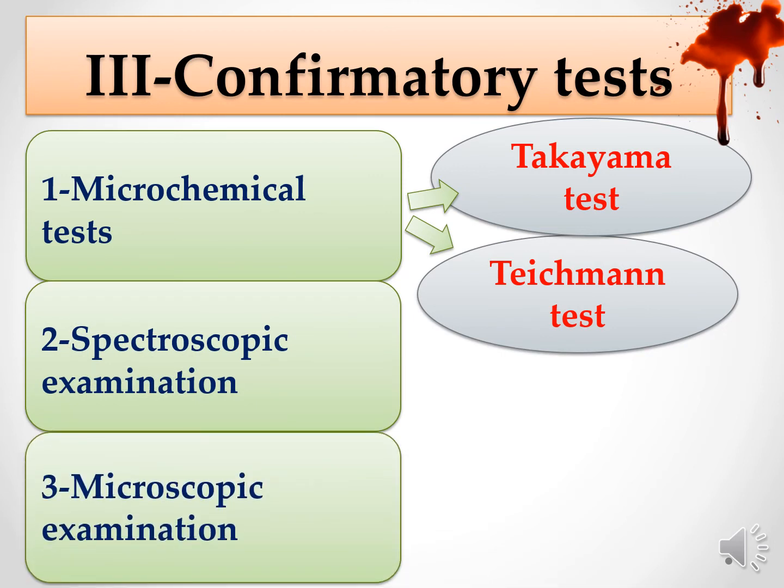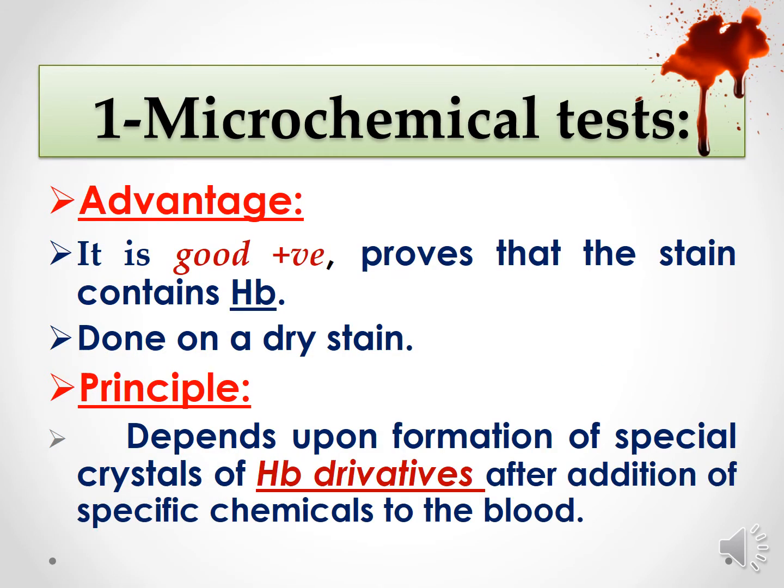Confirmatory tests: number 1, microchemical tests such as the Takayama test and Tishman test. Number 2, spectroscopic examination, and finally microscopic examination. Microchemical tests, which are confirmatory.